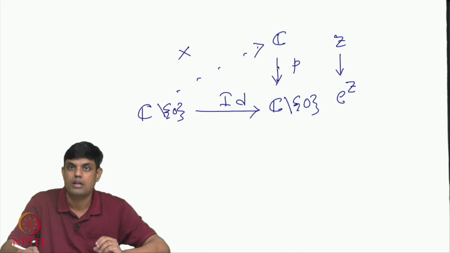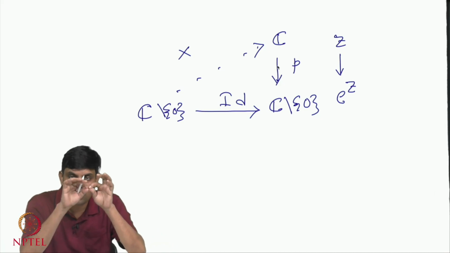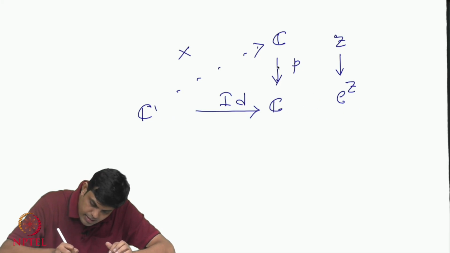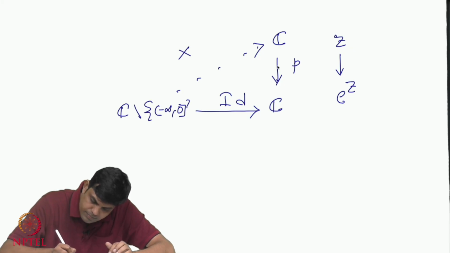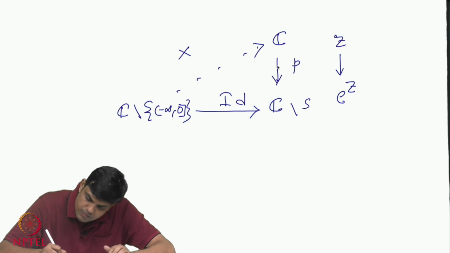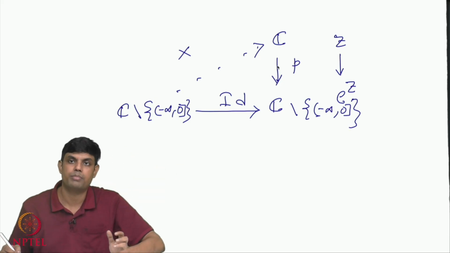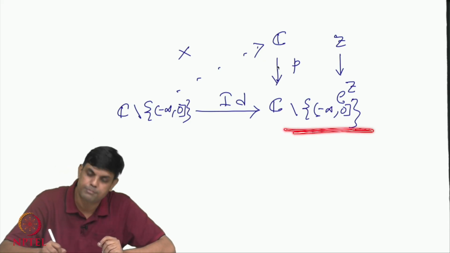However, if I remove an entire line, what I can do is remove, let us say, the negative x axis, C minus infinity to 0. Then this is homeomorphic to the upper half plane, a simply connected space. So C minus this entire line is simply connected, therefore it has trivial fundamental group.